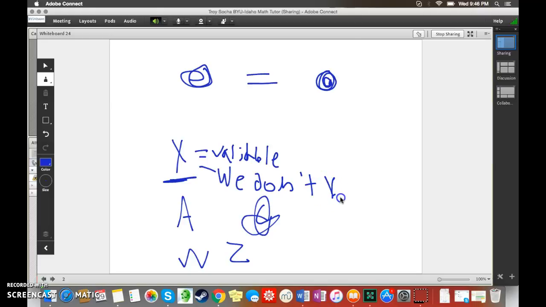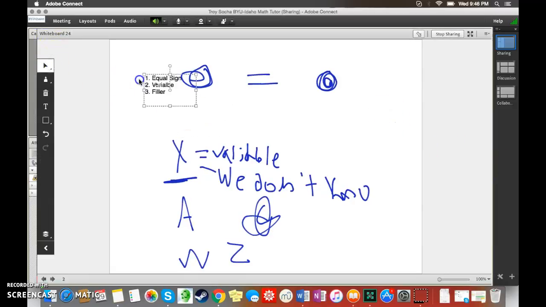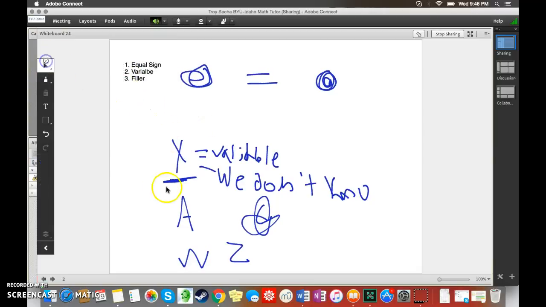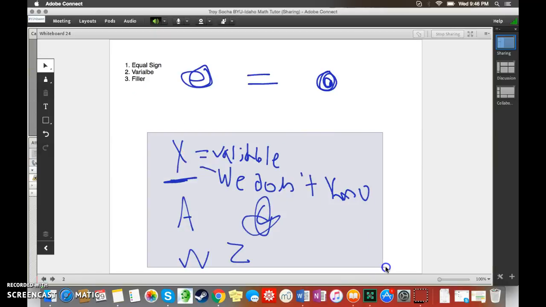So again, 2 things equations have for now. Equations will always have 1 equal sign, 2 a variable, and 3 filler. They'll have some other sort of numbers or something in the equation that will produce an x under a certain set of circumstances. It'll produce an answer under just that set of circumstances.